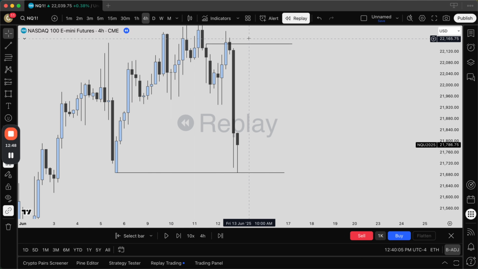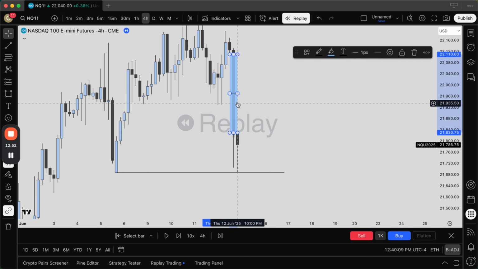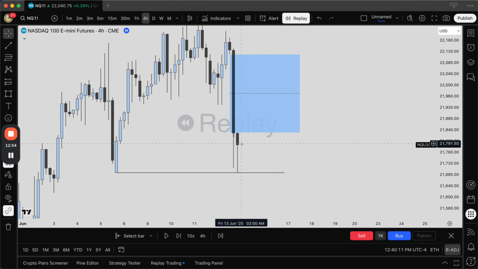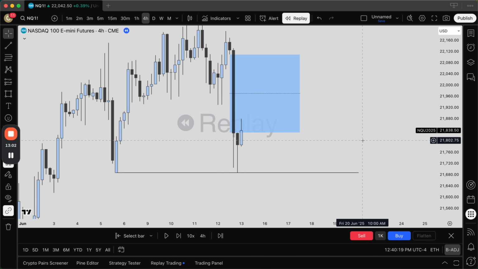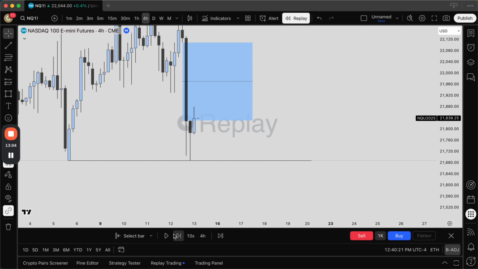And then now, my draw would be this huge 4-hour fair value gap, right? I'd want price to trade inside of it. Let's see what happens. Price trades inside of it, and now my draw would be these equal lows right here. So let's see what happens.